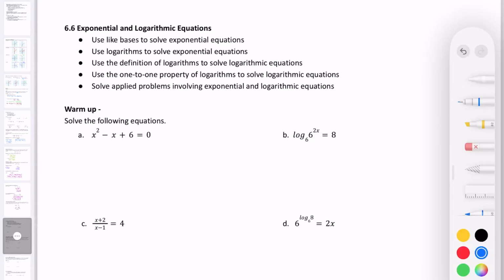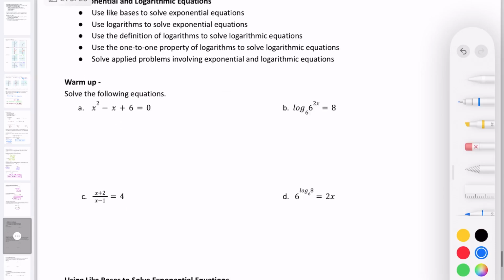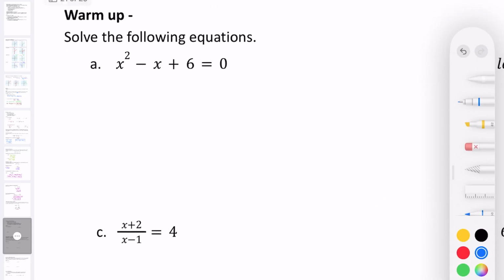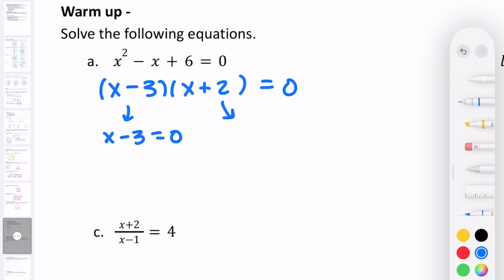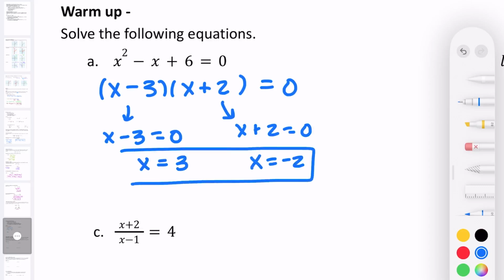Now let's talk about 6.6. We'll go ahead and combine exponentials and logarithms and start solving equations. First, the warm-up. We'll go ahead and solve A, B, C, and D. And A, that is a quadratic, we can factor, so I'll jump right into it. We are going to start with x minus 3 and then x plus 2, set those equal to 0, and solve. We're going to end up with x is equal to 3 and x is equal to negative 2.